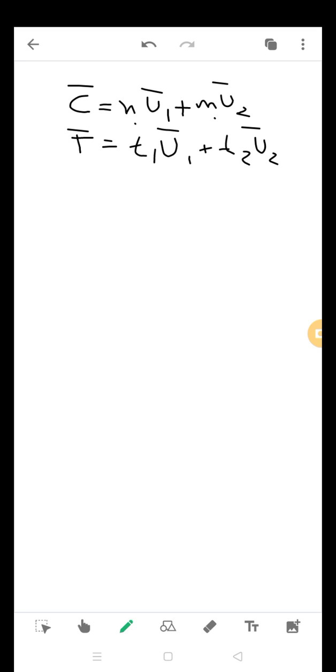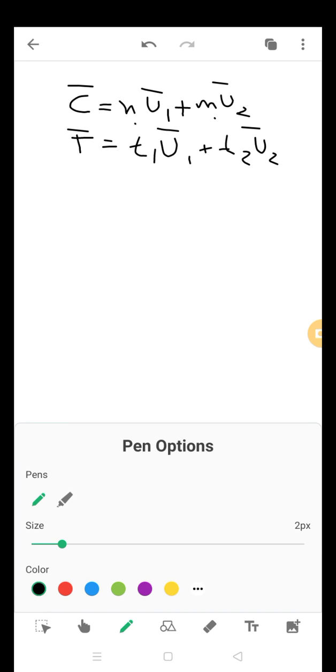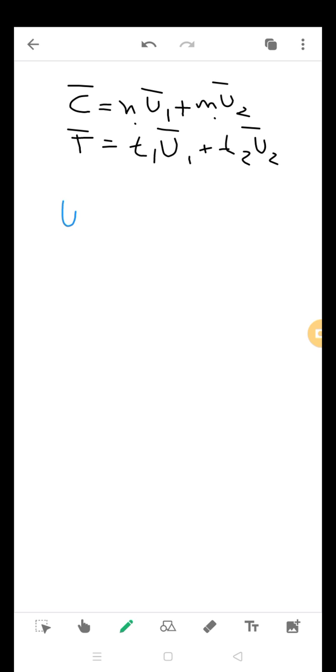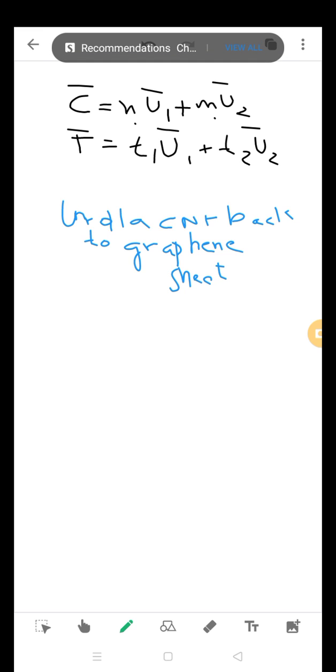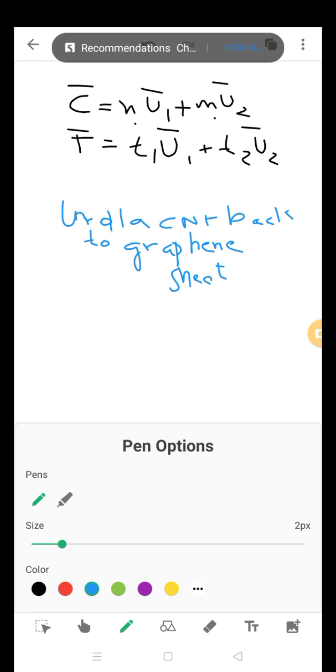Now what we need to do is unroll a nanotube back into a graphene sheet. So we are doing the reverse case. Unroll a CNT back to a graphene sheet. That means it's something like this.